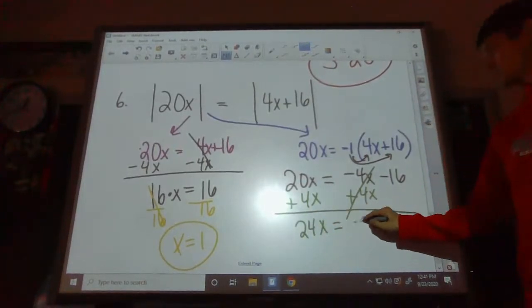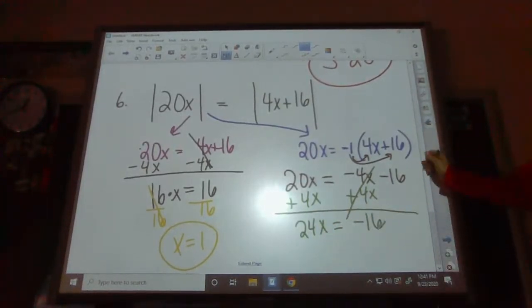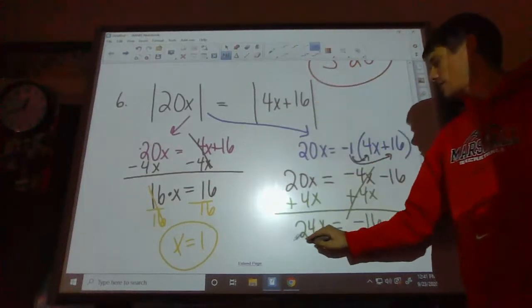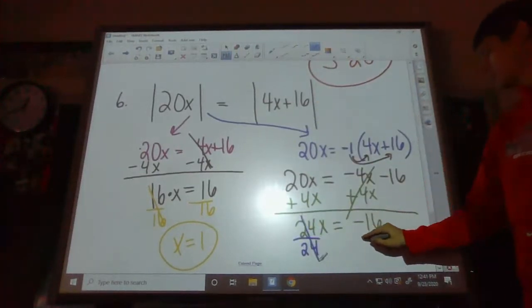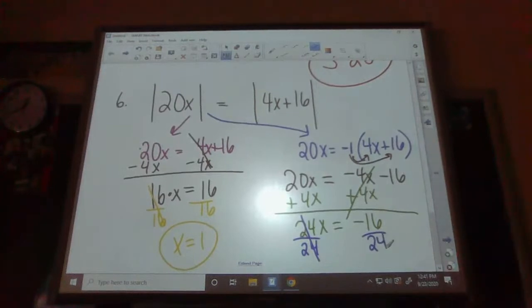Holy cow, this one is gross. Negative 16. And then you've got to divide, and this is definitely a fraction. Can I reduce that? Yes, they both go into 8. If I reduce that, that would equal negative 2/3. Right? I believe that is correct.